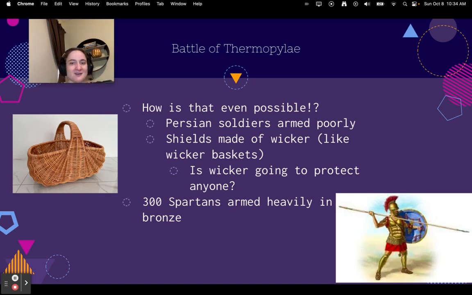And their shields were made out of wicker. Yeah, like the wicker basket. And wicker really is not going to protect anyone. And the 300 Spartans were very, very heavily armed in bronze. So you can see here, this is what a Spartan soldier would have looked like. Way better than a wicker basket.